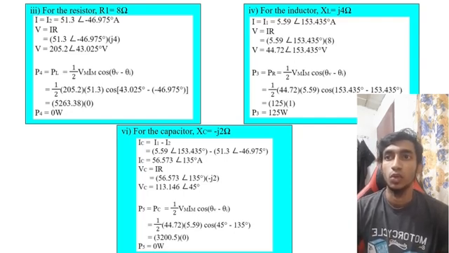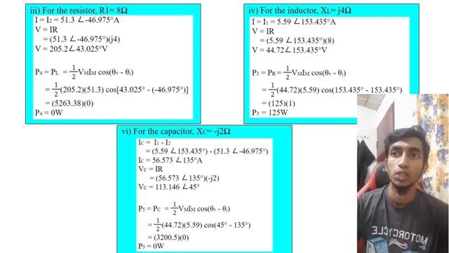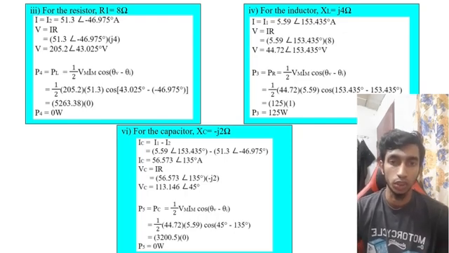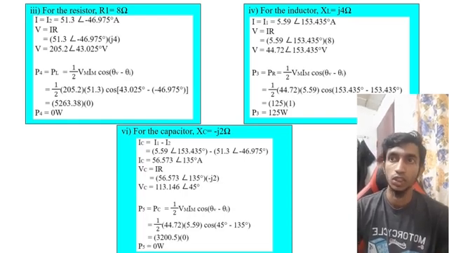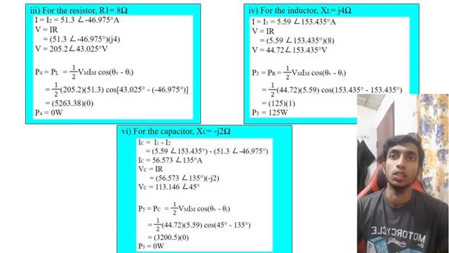Then the answer will be 44.72 with the angle of 153.435 volts. Then we substitute the voltage into the power absorbed formula. Then we will get our third power, which is 125 watts. The same goes for the inductor and capacitor, where the fourth power will be 0 watts and the fifth also 0 watts.